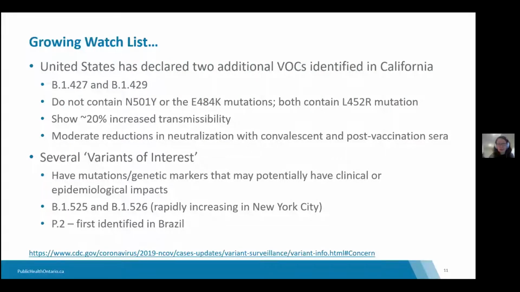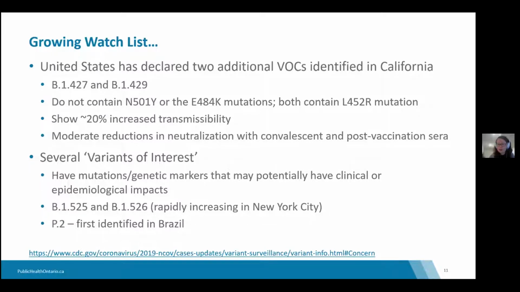So in addition to the three variants of concern that we had on the previous slide, there is a growing watch list. In the US, the Centers for Disease Control have declared 2 additional variants of concern, both of which have been identified in California. That's B1427 and B1429. These 2 variants of concern do not contain either the N501Y or the E484K mutations, but they both share in common an L452R mutation. This mutation has been shown to have about a 20% increased transmissibility compared to wild-type SARS-CoV-2, and some laboratory studies show moderate reductions in neutralization with convalescent or post-vaccination sera.